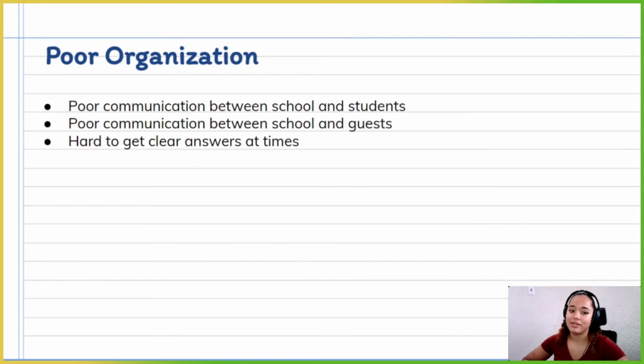Sheridan can also have some not so great organization. There's poor communication between the school and students, and even between the school and guests. We've had guest speakers who come in to see us present, and then when we start presenting, they go, "Oh, I didn't know this is what I was here for." It can also be hard to get answers at times, both from the school as a whole and from specific professors. If, say, you have a deadline for an assignment coming up, you say, "Hey, can you explain what the requirements are for this assignment to do well?" It can be difficult to really get an answer.